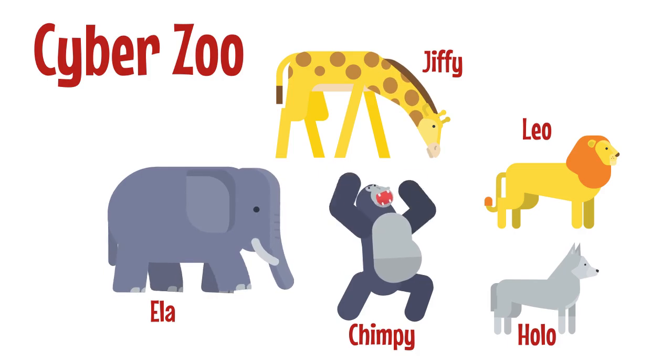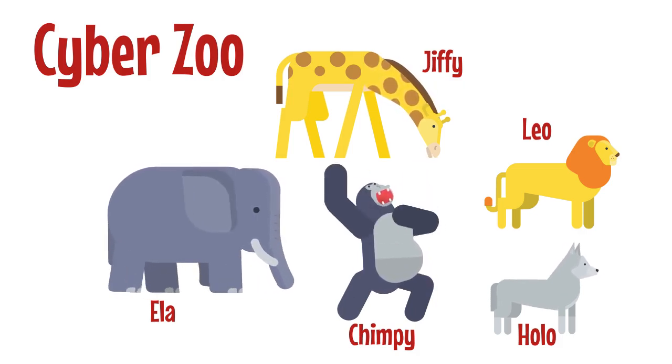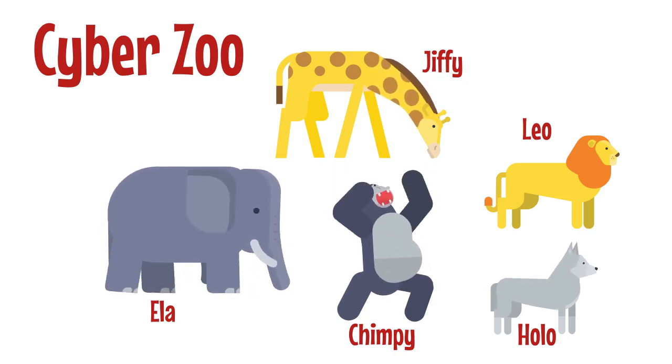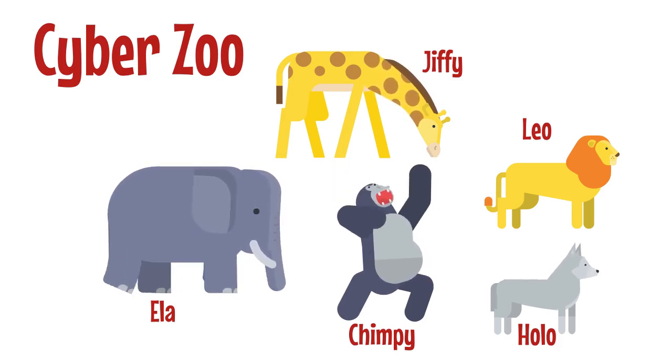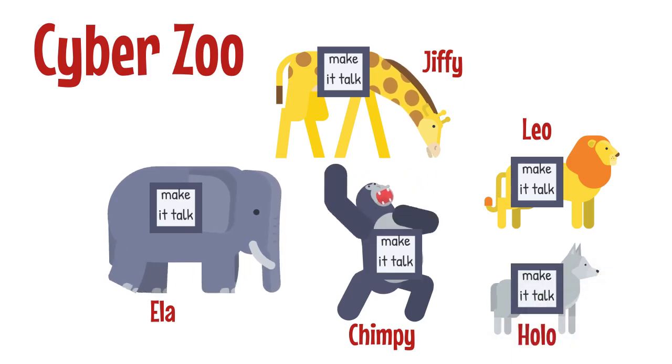Elephant is called Ela, giraffe is named Jiffy, lion is named Lolo, chimpanzee is named Chimpy, and a wolf is named Holo. Although currently they have one animal of each type, in the future they may get multiple animals of the same type. And now your job is to represent each animal in your code.